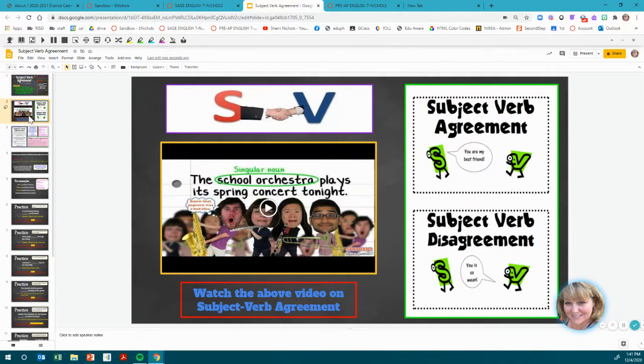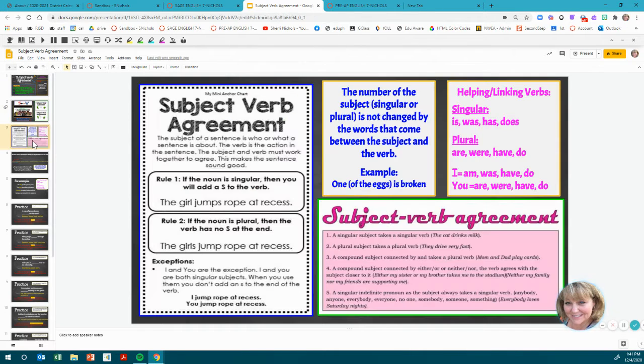Now, subject-verb agreement. When we talk about that, what is it? It means that the subject of a sentence is who or what a sentence is about, and the verb of the sentence is the action in the sentence. Now, the subject and the verb must work together to agree. And this makes the sentence sound well written.